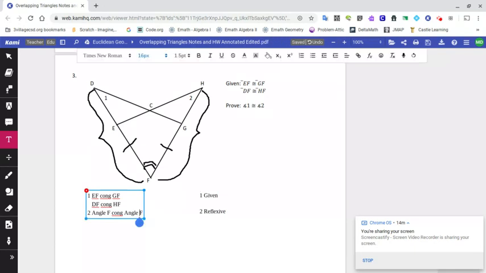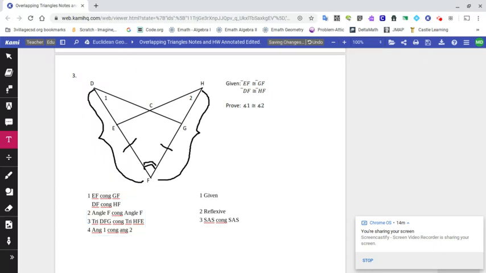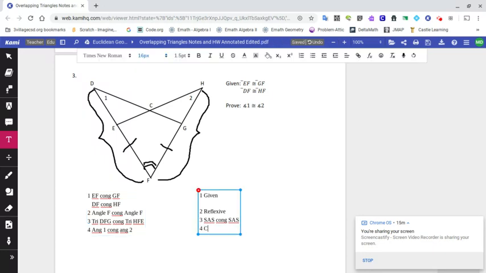Okay, now the two triangles are congruent to each other. So which triangle? I'll say triangle DFG is congruent to triangle HFE. Okay, and I did that using side angle side this time. Okay, and 4 angle 1 is congruent to angle 2. Okay, again, now this is CPCTC.